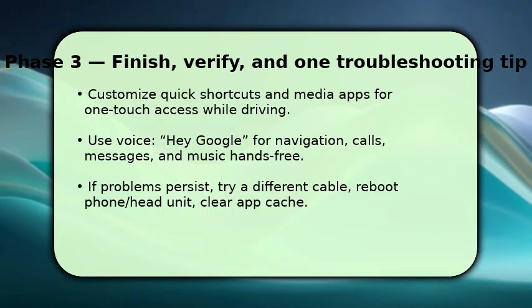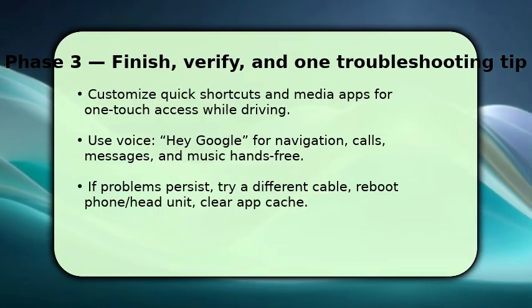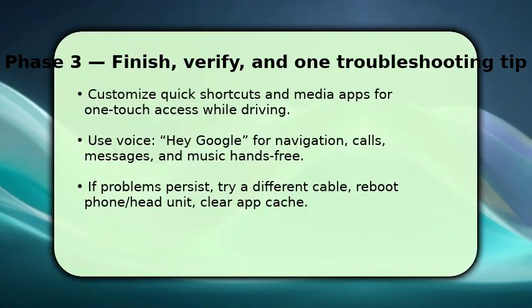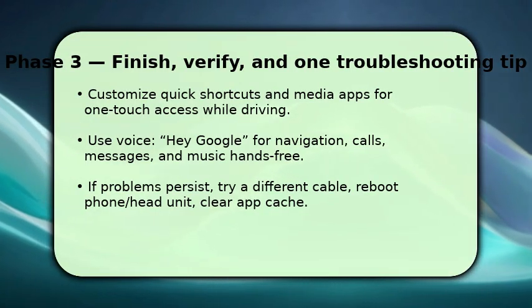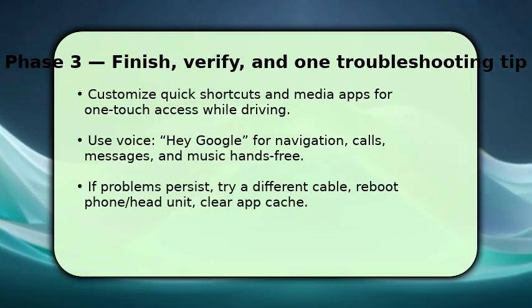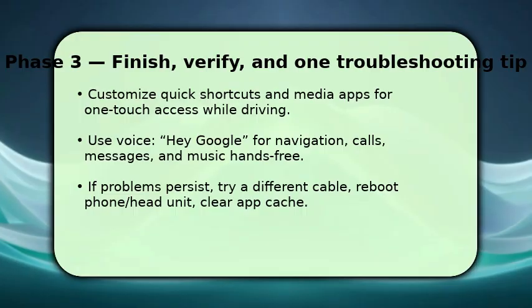If Android Auto fails to connect or drops audio, try a different data-capable USB cable, restart your phone and the Magnite's head unit, and clear the Android Auto app cache. These steps fix most common issues quickly. If that fails, check for firmware updates.